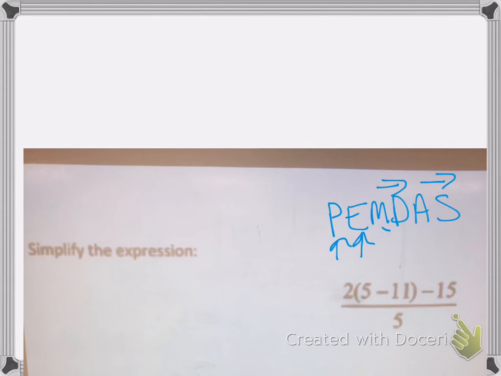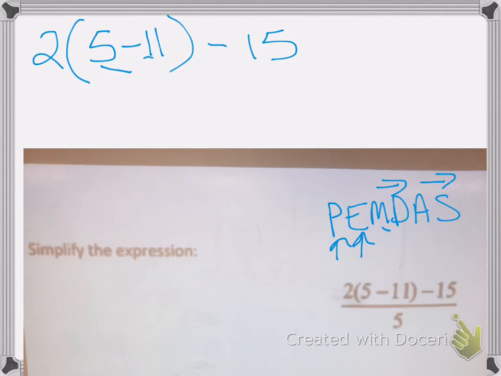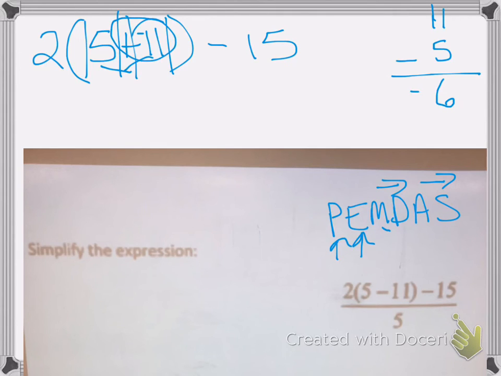Okay, so in this question we've got 2 times the quantity 5 minus 11, minus 15. You've got to do the parentheses first. 5 minus 11. Well, add the opposite, so that's 5 plus negative 11. Different signs, subtract. The absolute value of negative 11 is 11. The reason I do that is because I always want the bigger number on top. The absolute value of 5 is 5. 11 minus 5 is 6. Keep the sign of the bigger number. 11 was bigger, so we keep the negative sign.